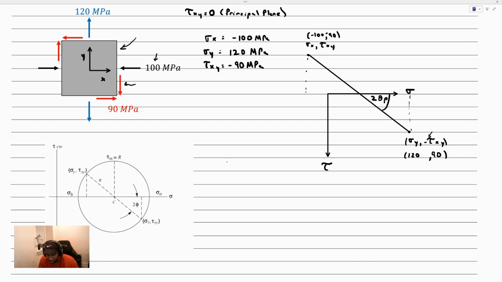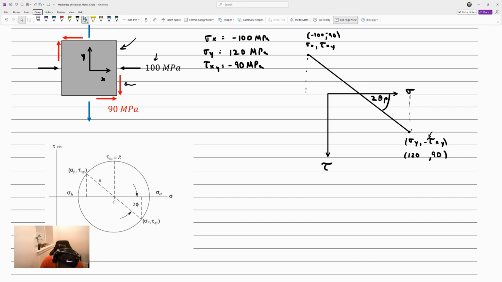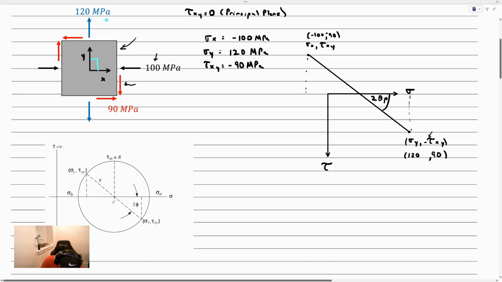It makes sense because if you observe, the angle between the stresses used to be 90 degrees. Now the angle between the stresses is 180 degrees on Mohr circle. All our angles are doubled on Mohr circle. That's why you get that little 2 value right here.